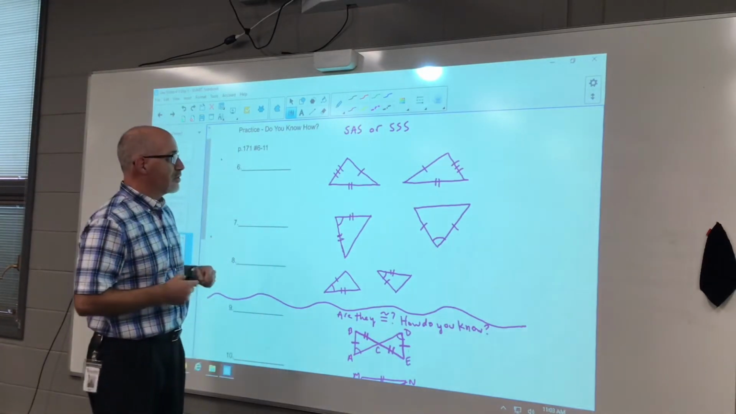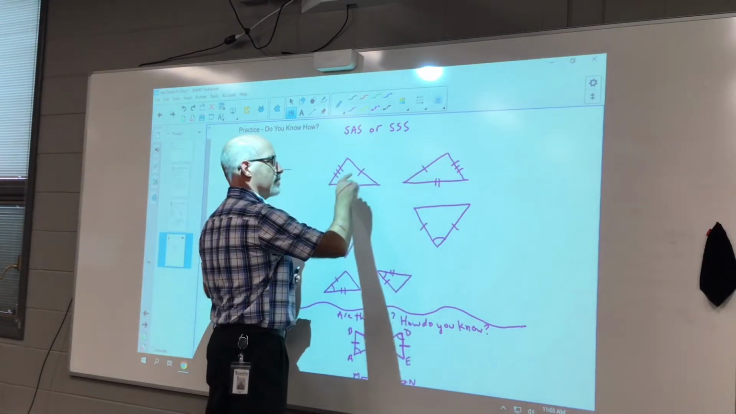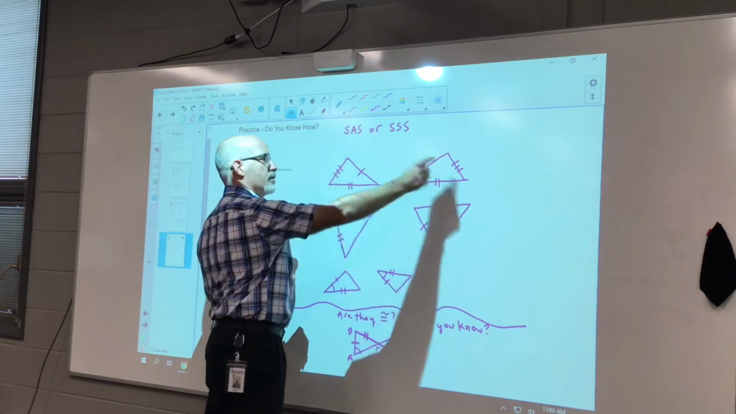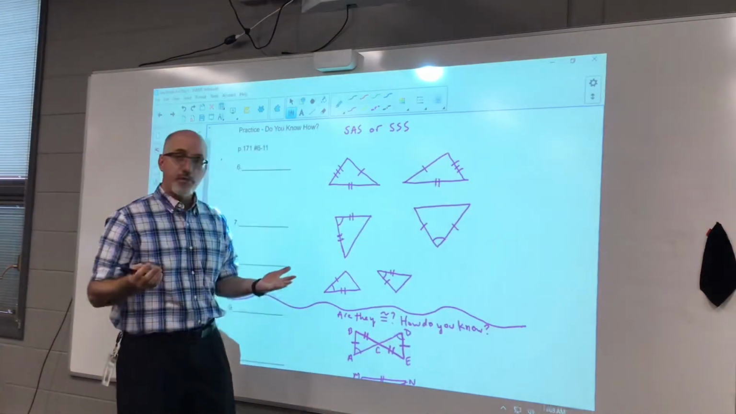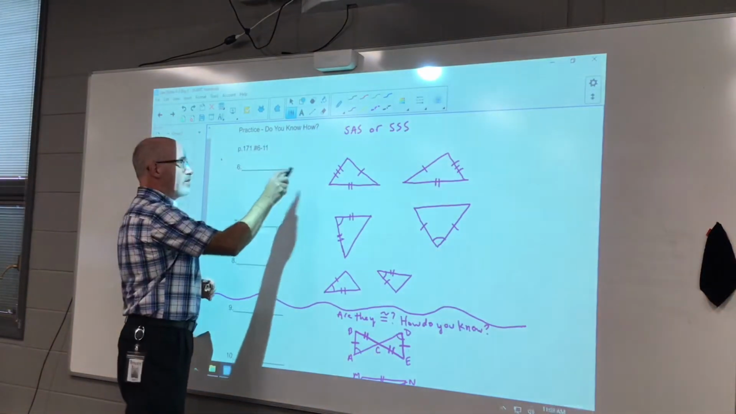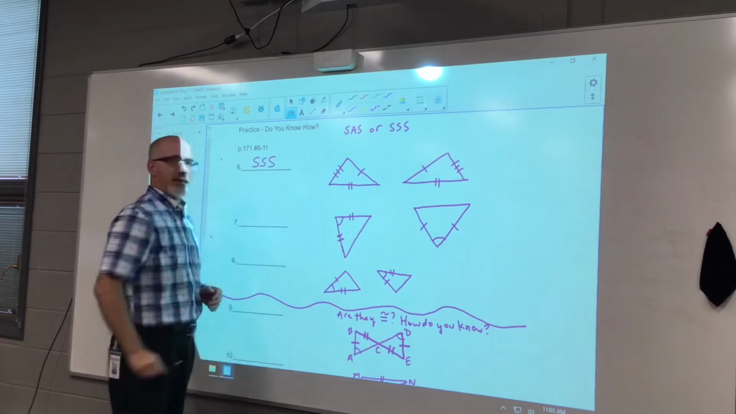If you look at these first two triangles, notice that it marks two pairs of sides with a single tick mark, two with the double, two with the triple. That means we have all three pairs of corresponding sides congruent. That means that these two are congruent by side, side, side.